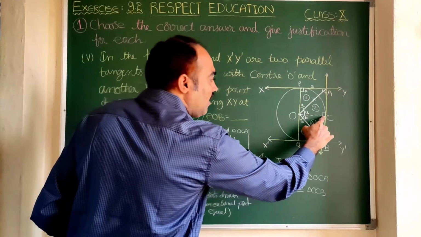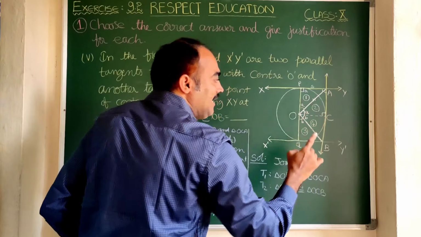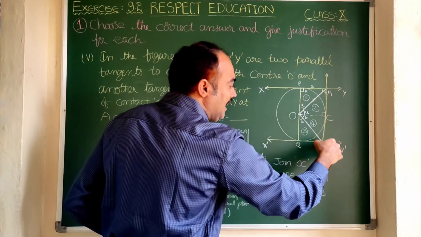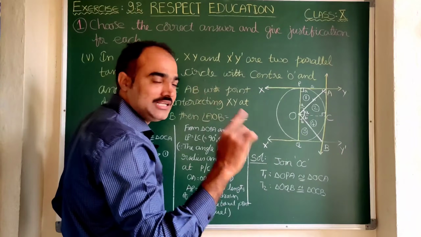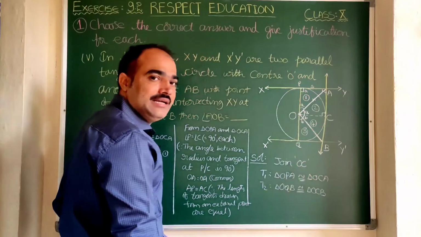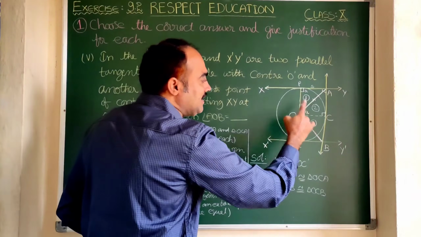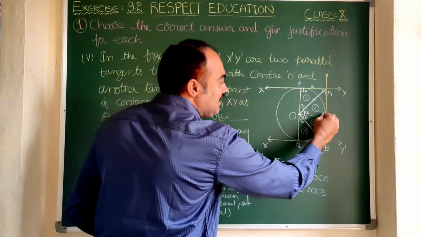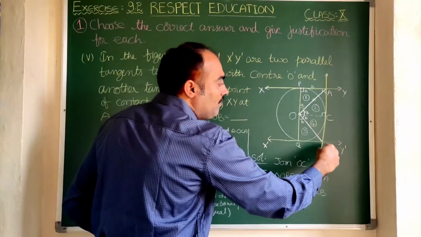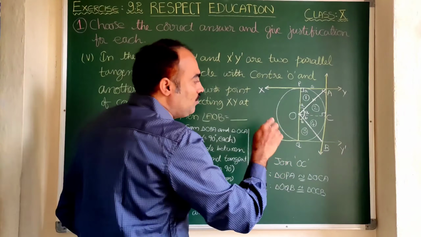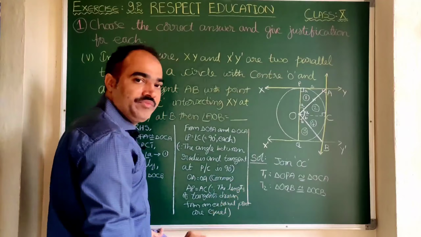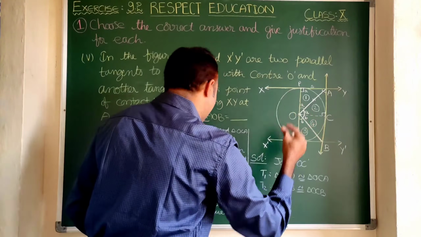Either you can use here RHS or SSS. Here I will say SSS. See here BC and BQ both are equal. That can act as one side. OB is the common side. OQ is equal to OC. That is another side. So here by SSS. If not, angle C is 90, angle Q is 90. That is a right angle. OB common, that is the hypotenuse. And one more side you can take as either OQ equal to OC or BC equal to BQ. So anyway, these two are congruent.